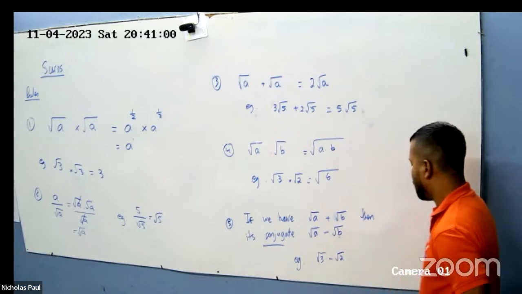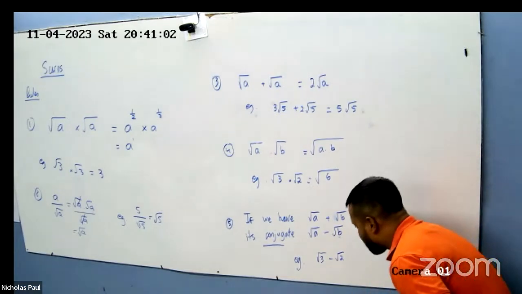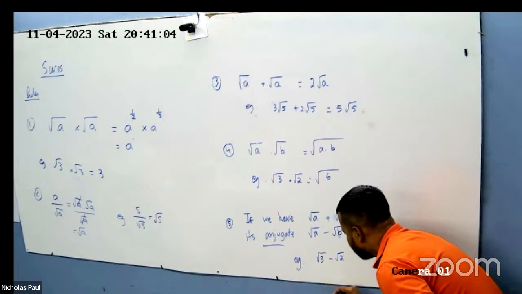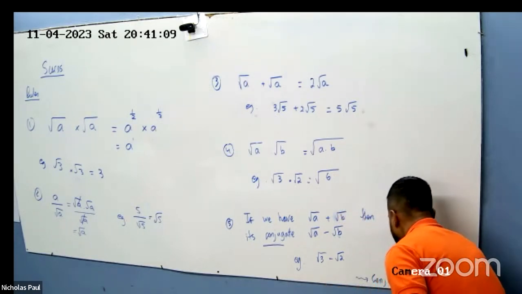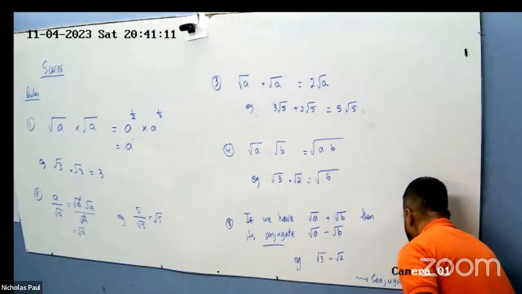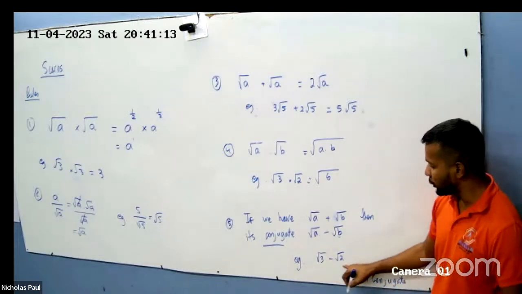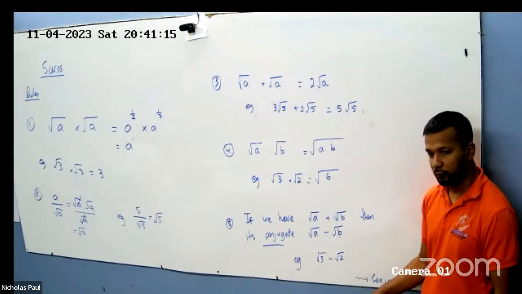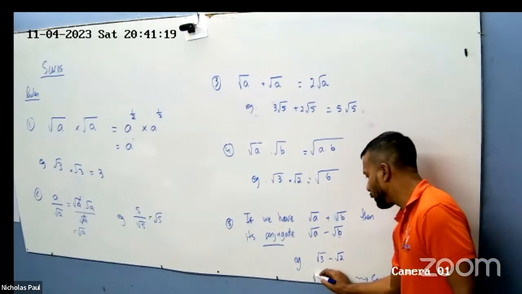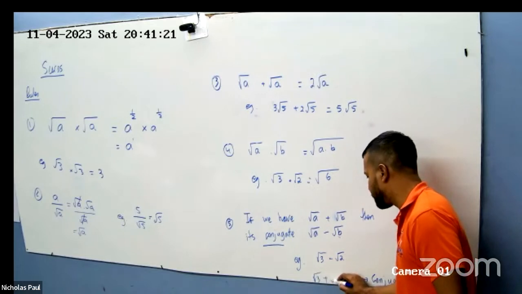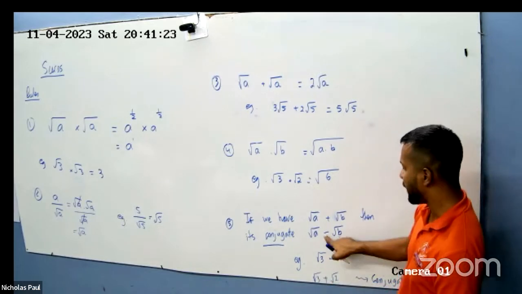What will be the conjugate of root 3 minus root 2? Let's change the sign in the middle, and you'll get root 3 plus root 2. Make a note there, change the sign.